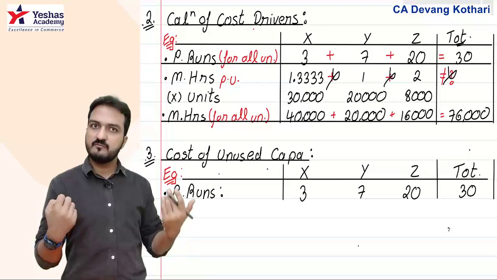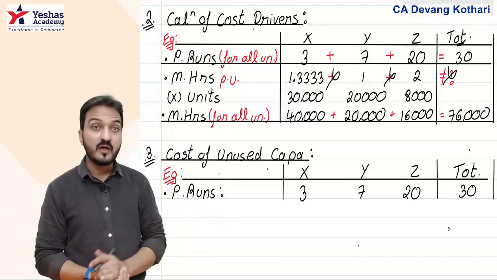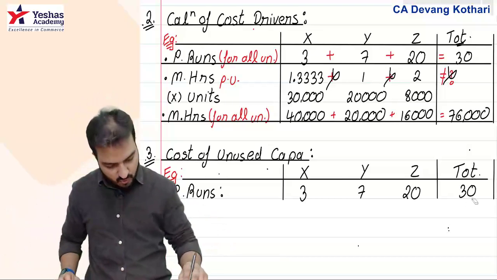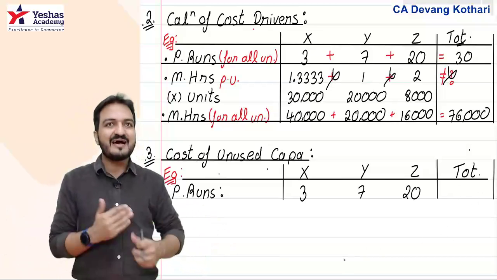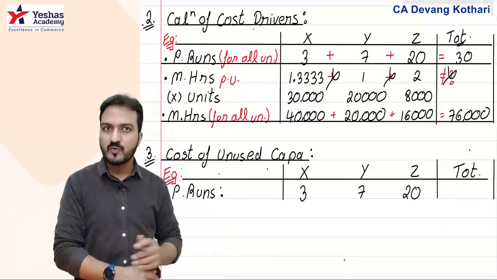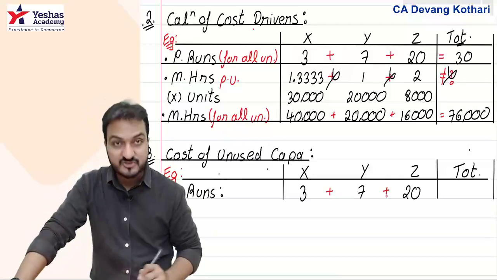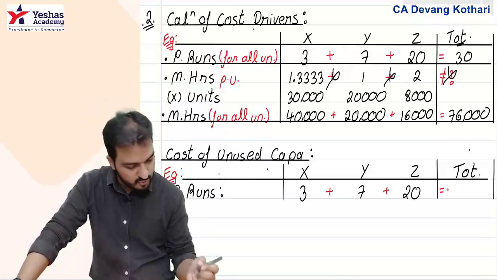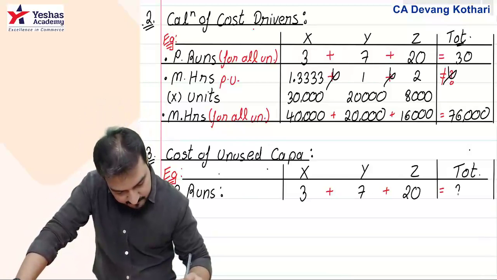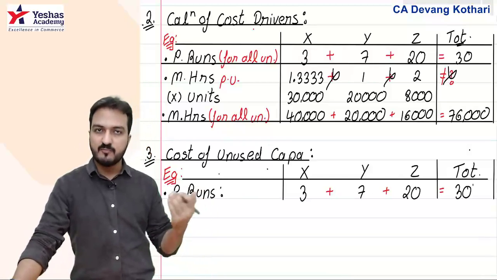If everything is given, then theek hai, not a problem. If that total was missing, then you can calculate the total by adding the product wise run, because the summation of product wise cost driver should be equal to the total cost driver 30. This is what we learnt in note number 2.